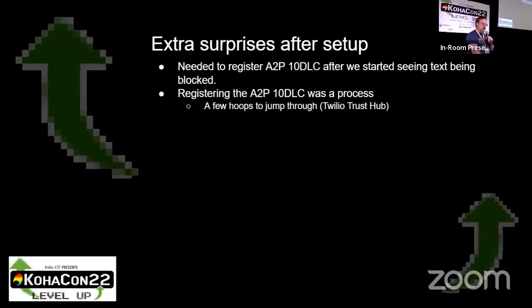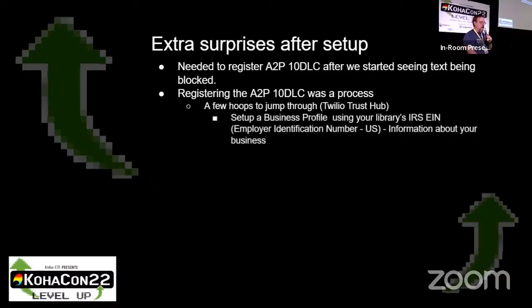We had a few hoops to jump through using the Twilio Trust Hub, which is a mechanism that they give you to go through the necessary steps. So they give you this Trust Hub and try to lead you through these steps. And so they're basically trying to help you through this process, but unfortunately, some of it's automated and not as easy to go through. You have to set up a business profile using your library's IRS EIN, or the employer identification number. It's basically information about your business.